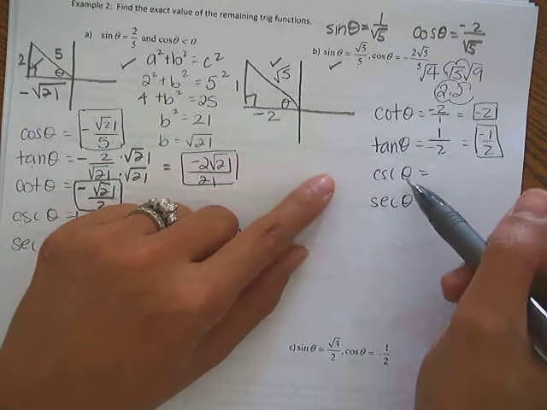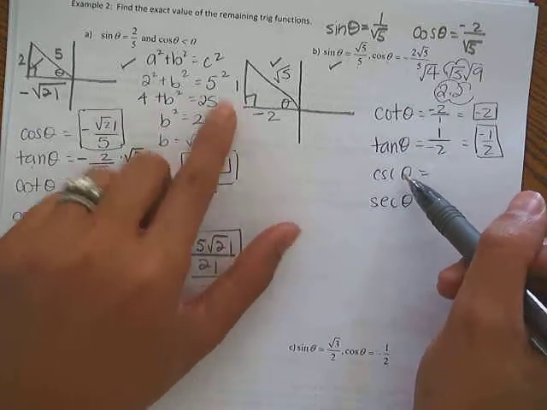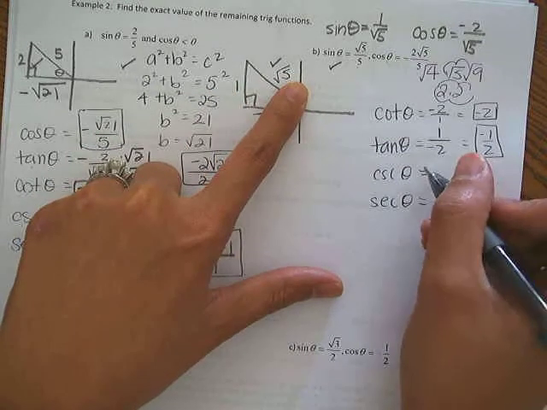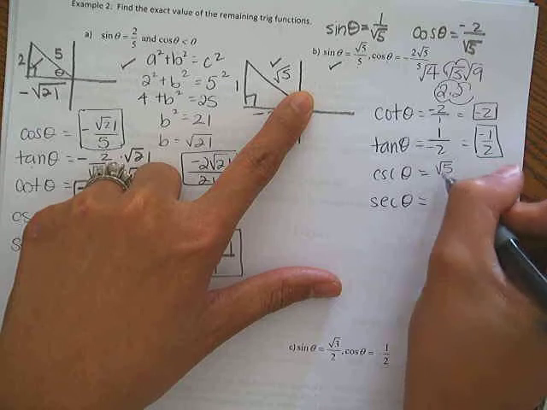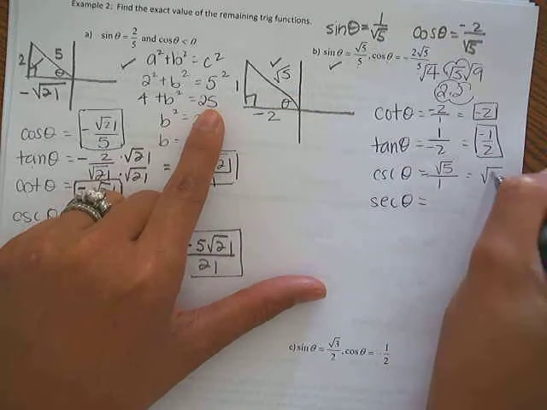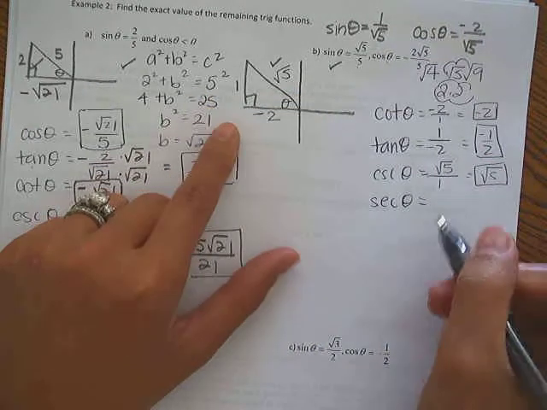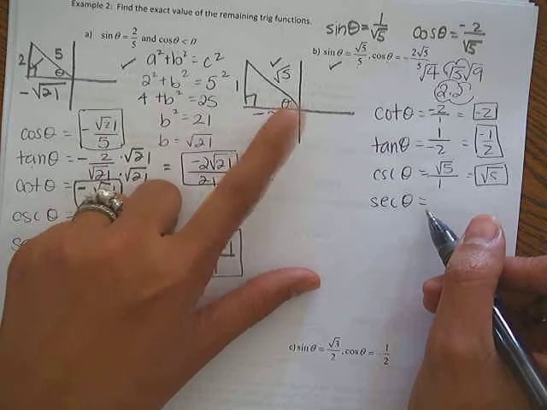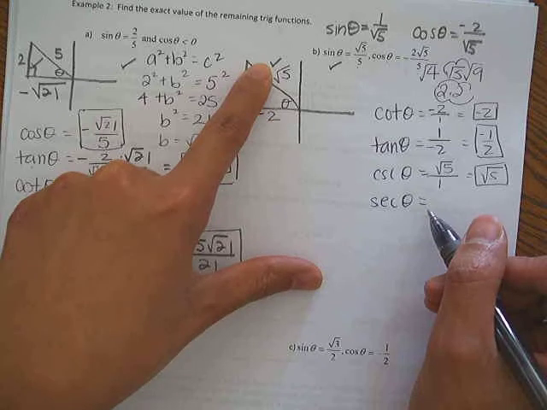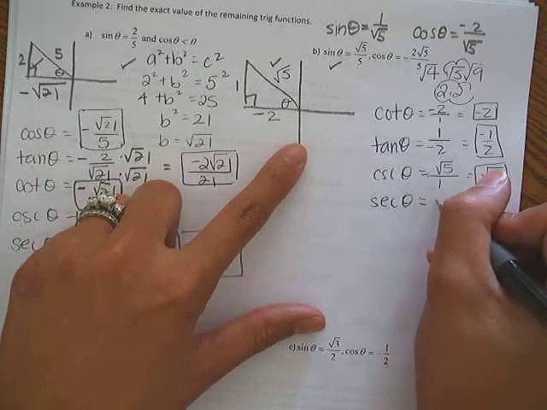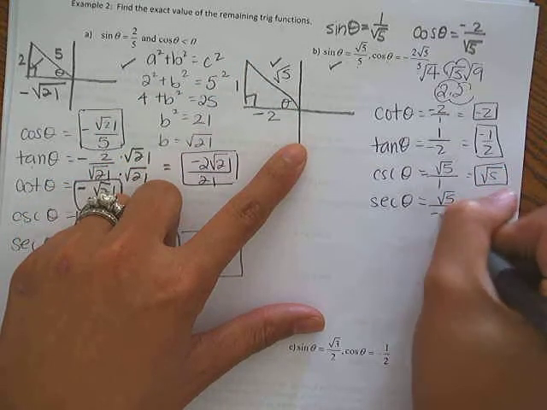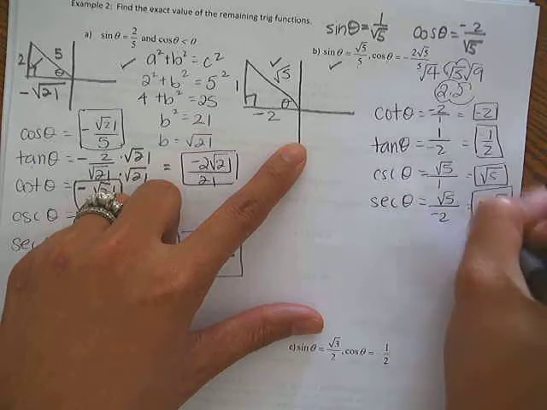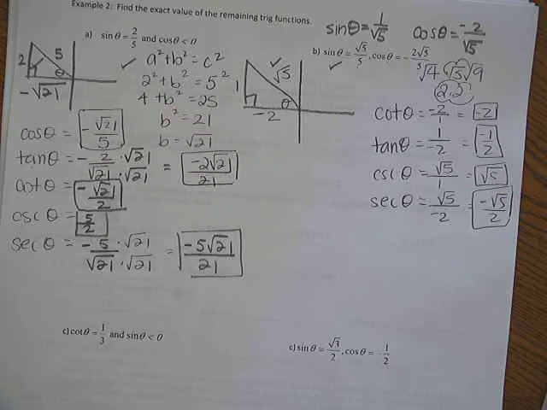Cosecant, I just have to take the reciprocal of sine. So if sine is opposite over hypotenuse, then cosecant is hypotenuse over opposite, or simply write square root of 5. Secant, it's going to be the reciprocal of cosine, and cosine is adjacent over hypotenuse. So if I were to flip it, I'm going to have hypotenuse over adjacent, which is really negative rad 5 all over 2. Okay. So those are my 4.